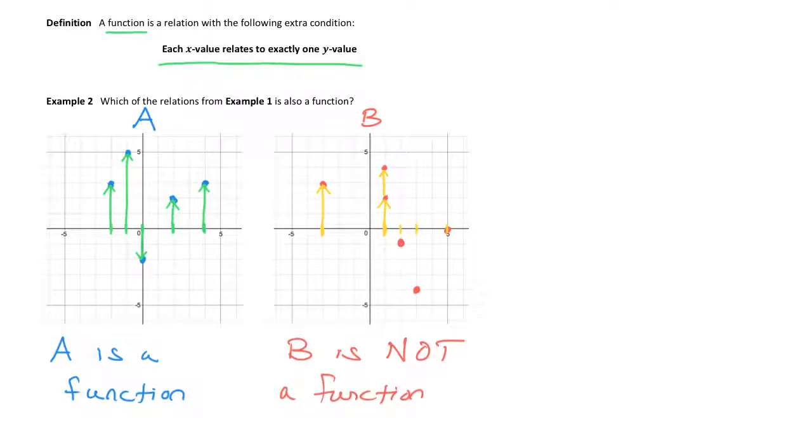The second that you have one point directly above another, the relation fails this definition. We have an x value of 1 that related to both 2 and 4. I'll write that off to the side. We had x equals 1. It went to both y is equal to 2 and y is equal to 4. If this happens even just once, it means your graph is not a function. It's a relation. We can talk about its domain and range, but it is not a function.